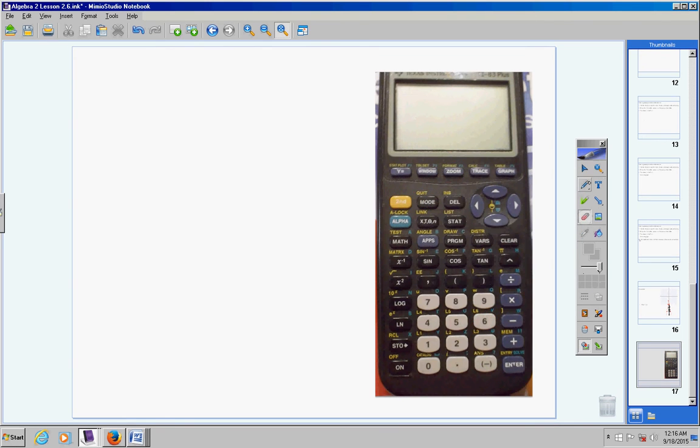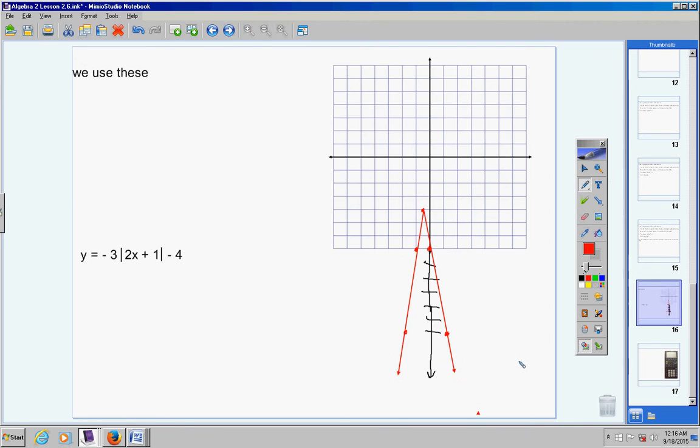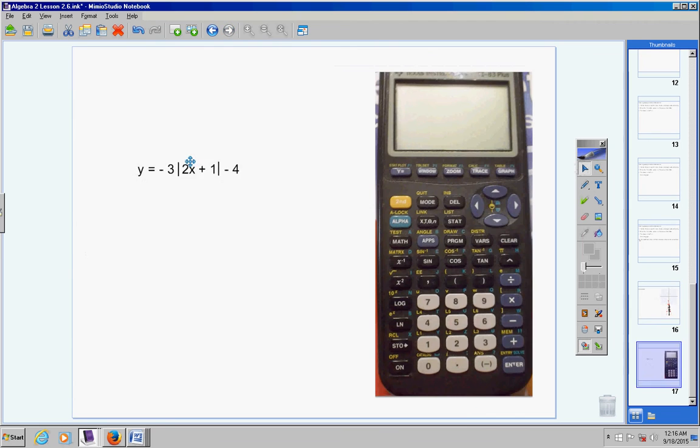Alright, so let's go back to this one that we just graphed, shall we? Let's use that one for our example. So we're going to type this into our calculator and learn how to do it. This is going to save you a lot of time, okay?